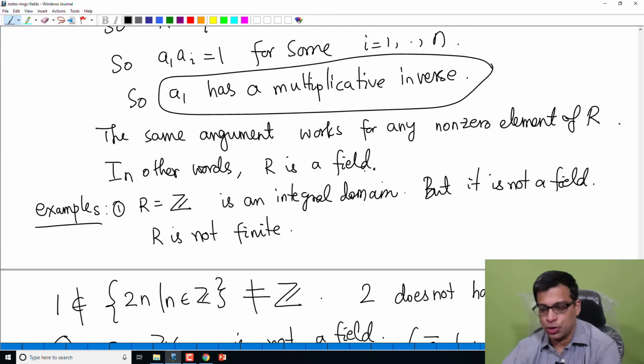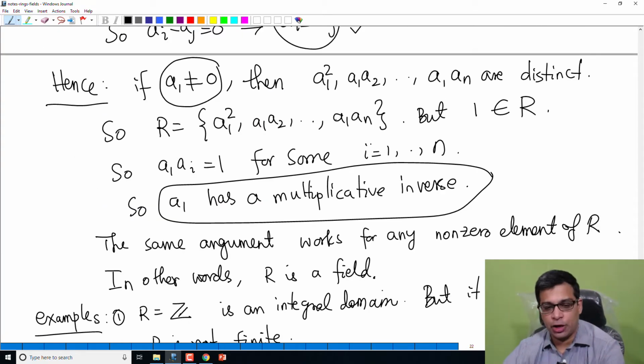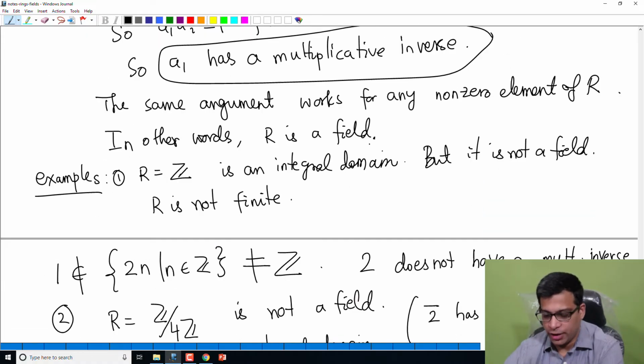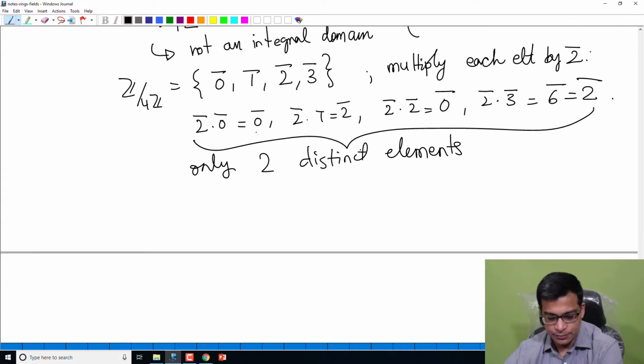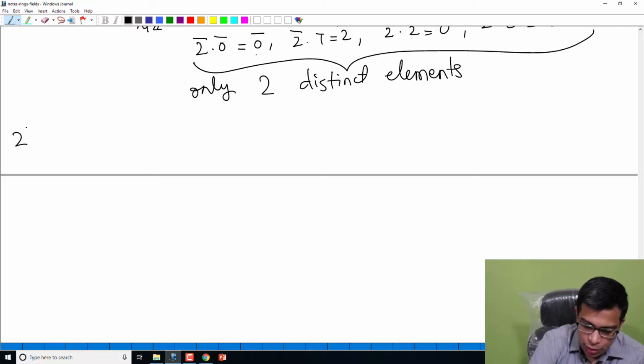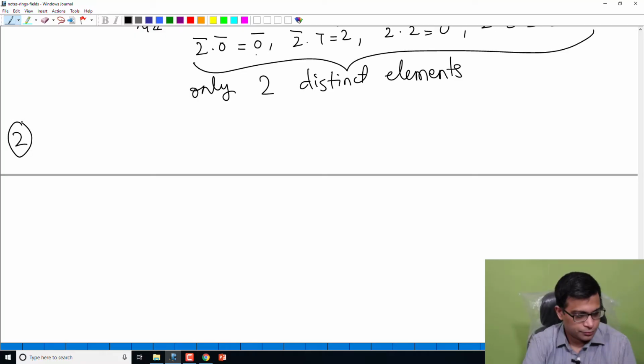So these examples show that if you have an integral domain but it's not finite, it is not a field. If you have a finite ring that's not an integral domain, also it's not a field. Okay, so let's continue now. So I'll do one more problem now. Next problem, problem number 2, is the following.